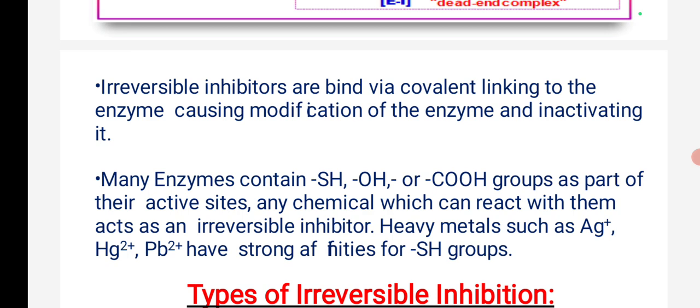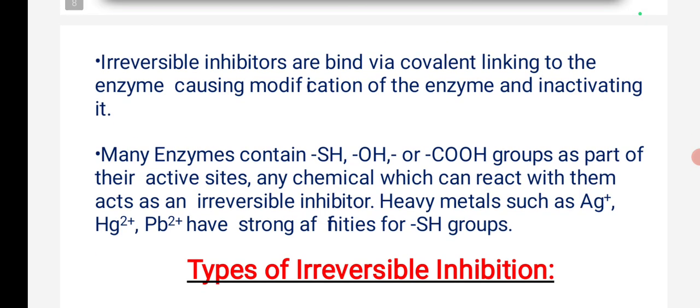Irreversible inhibitors bind via covalent linking to the enzyme, causing modification of the enzyme and inactivating it. Many enzymes contain SH, hydroxyl or carboxyl groups as part of the active sites. Any chemical which can react with them acts as an irreversible inhibitor. Example, heavy metals: Ag+, Hg2+, Pb2+ have strong affinity for SH groups.